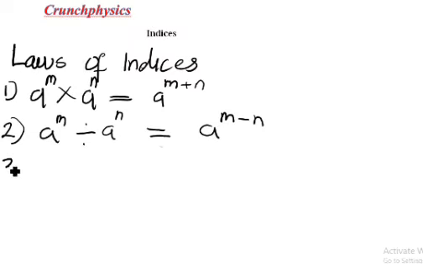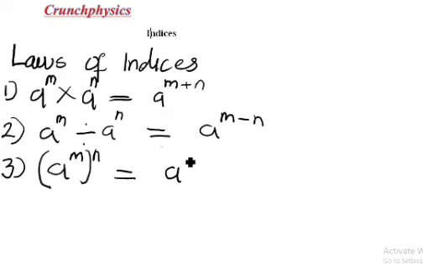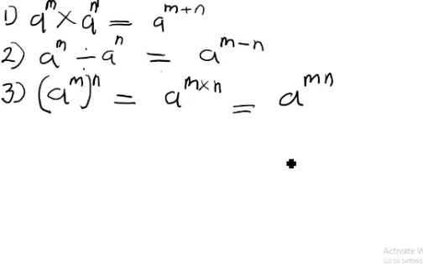The third one, we state that, you can arrange it any way you want, but this is how I arrange mine. A raised to power m, raised to power n, is equal to a raised to power m times n, which is equal to a raised to power mn. That's number three.